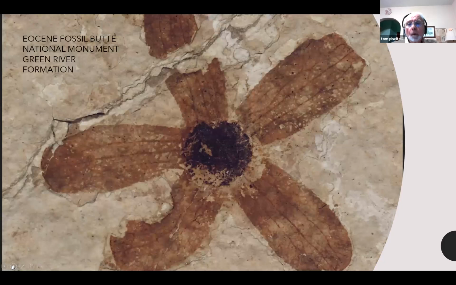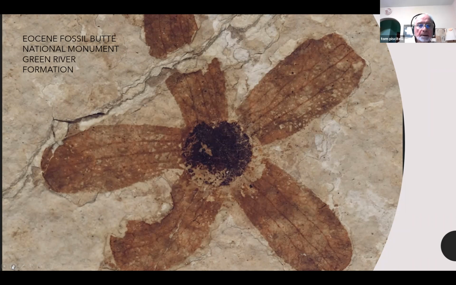While the Green River Formation is mainly known for its fossil fish, 276 leaves, seeds, and flower fossils have also been found in the fossil lakes, limestones, marls, and oil shales. Because various plant parts are not found together, it's difficult to identify the plant species. So here we have a fossil flower from the Eocene at Fossil Butte National Monument.